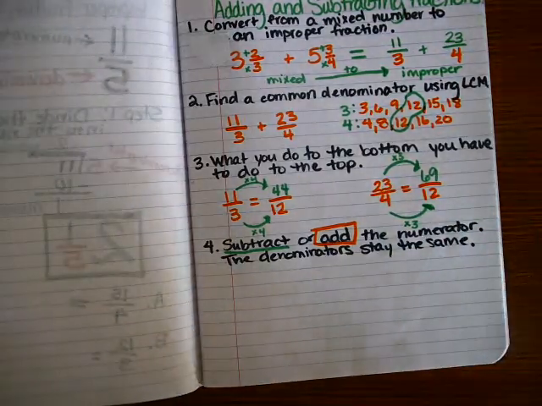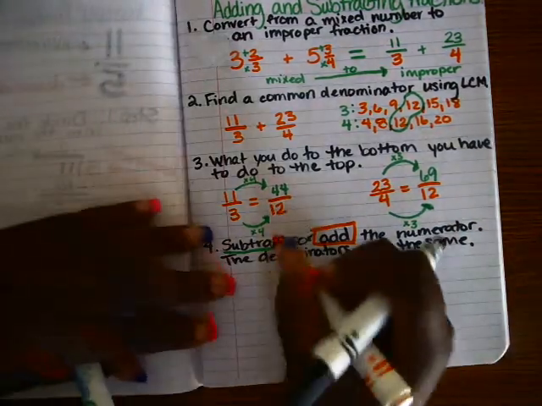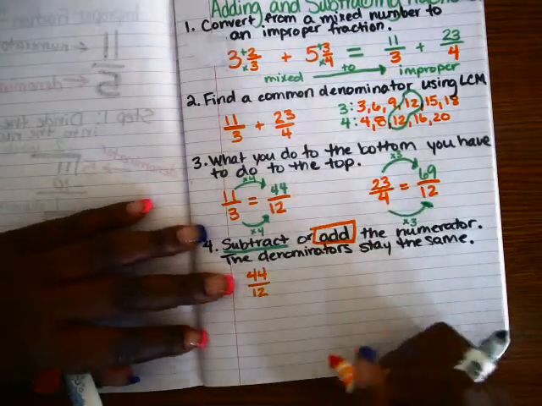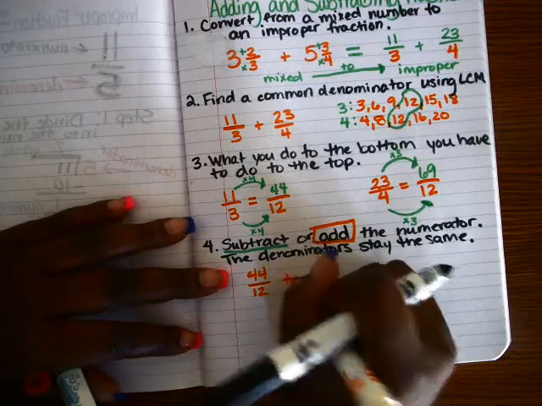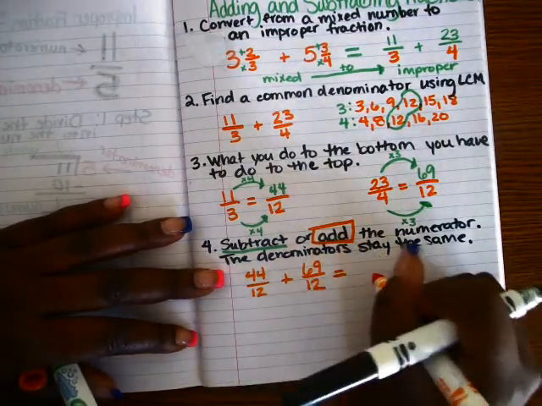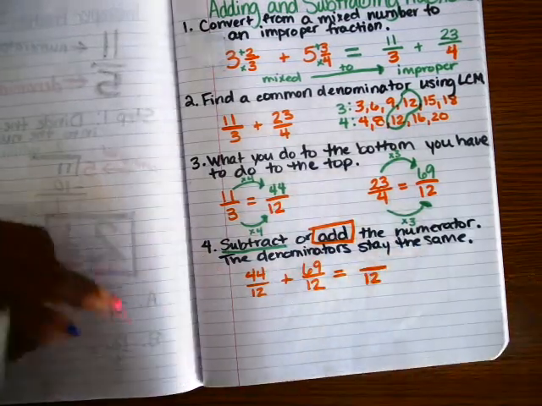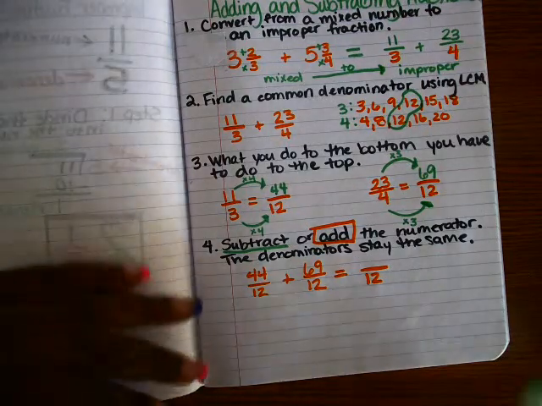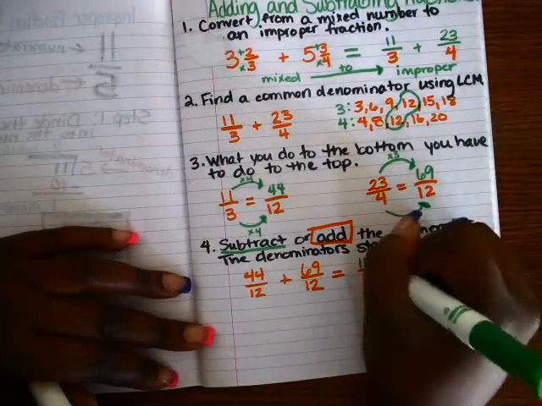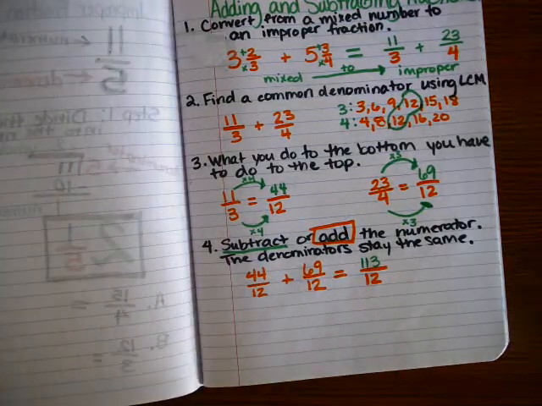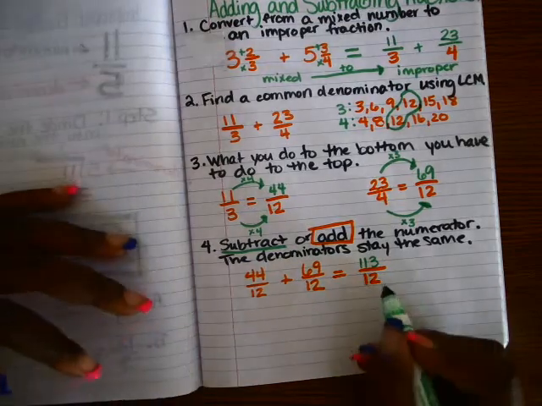Alright, so what does that look like? We have 44 over 12, which is our new fraction for our common denominator, and we're going to add the 69 over 12. Remember, the denominator stays the same, so I can just write that. And if I add 44 and 69, it's going to be 113. But oh my gosh, this can't be our last step, because one thing that we don't leave fractions as is an improper fraction. This is improper.